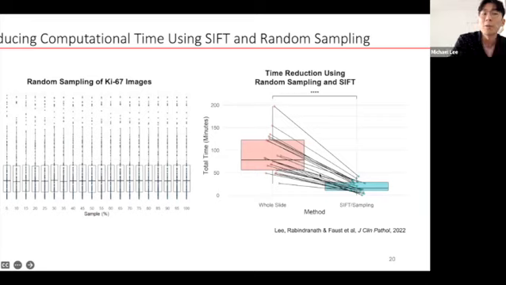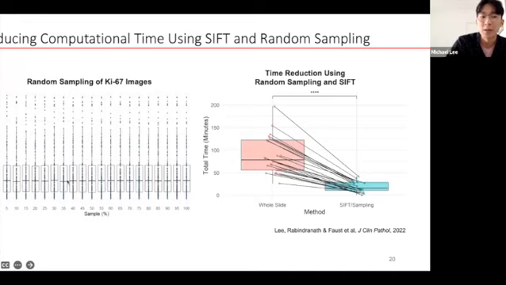So that's one application of how we use SIFT. Another thing with SIFT is that since it selects specific regions of the tissue, it was also able to reduce computational time, especially when we use the instance segmentation approach, as I've discussed in the second step. The computational time could be very, very high, especially because it's instance segmentation based. And so by using SIFT and also random sampling, we were able to drastically reduce the computational time, as you can see in this box plot on the right, without compromising the accuracy of the results.